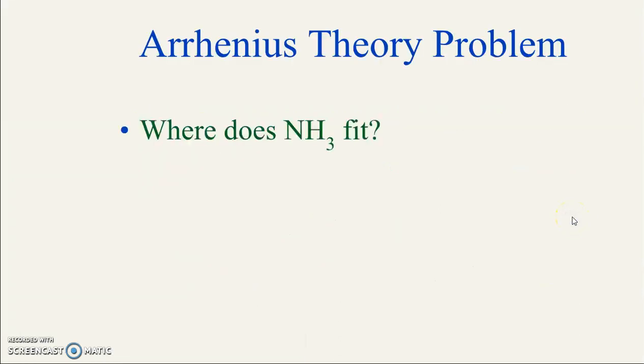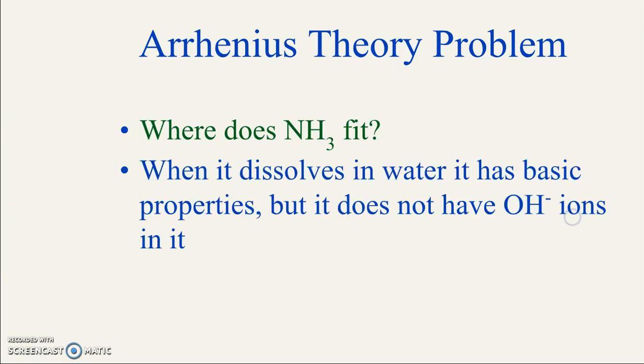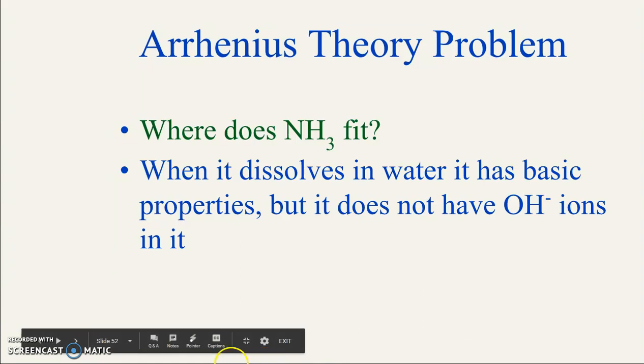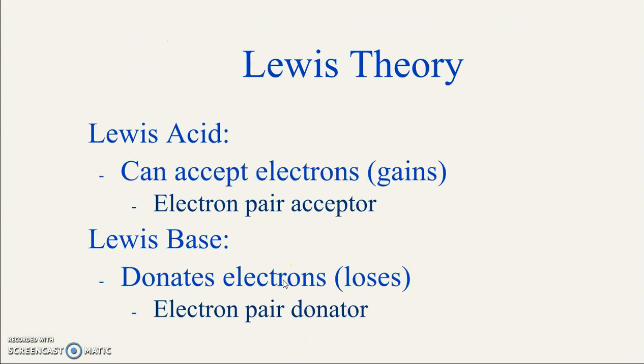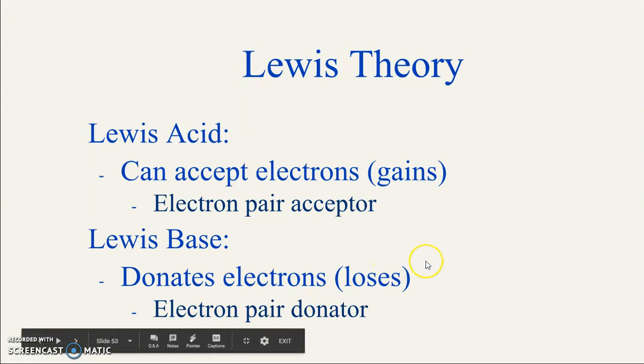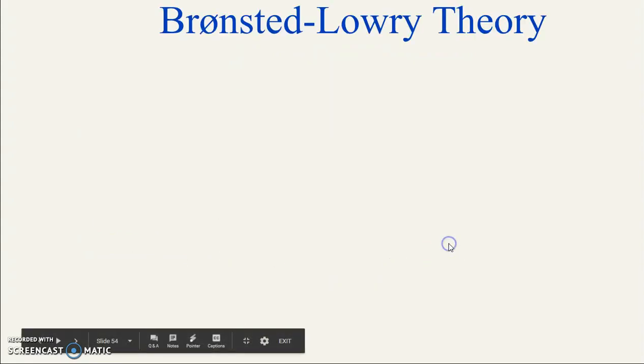The problem is, where do things that don't have hydroxide fit in? Like ammonia. Ammonia is a base. Ammonia is a pretty strong base. But when ammonia dissociates, it does not form OH. So by Arrhenius' definition, it cannot be a base. So that's where we now look at the Lewis acid, Lewis base definition. A Lewis acid can accept electrons, meaning it is an electron pair acceptor. It's going to take electrons from something else, whereas a Lewis base is going to donate electrons. So it's going to give them away.